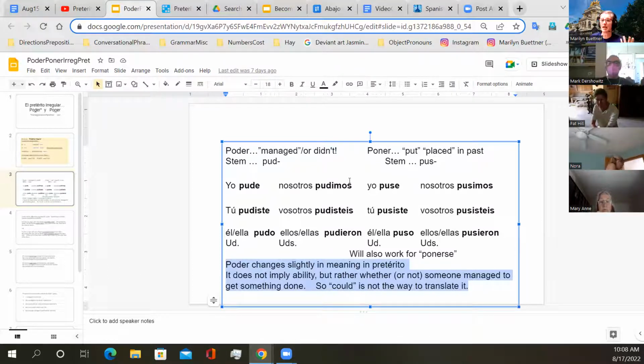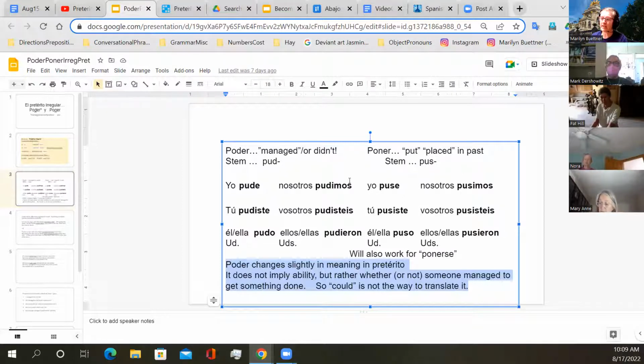Podía nadar muy bien cuando era joven. I could swim really well when I was young. And it just talks about what I was capable of doing, the ability I had. Podía, any of the imperfect forms, do not imply anything about whether or not that activity actually happened at a specific time. They talk about the potential that somebody had in the past for being capable of doing something.